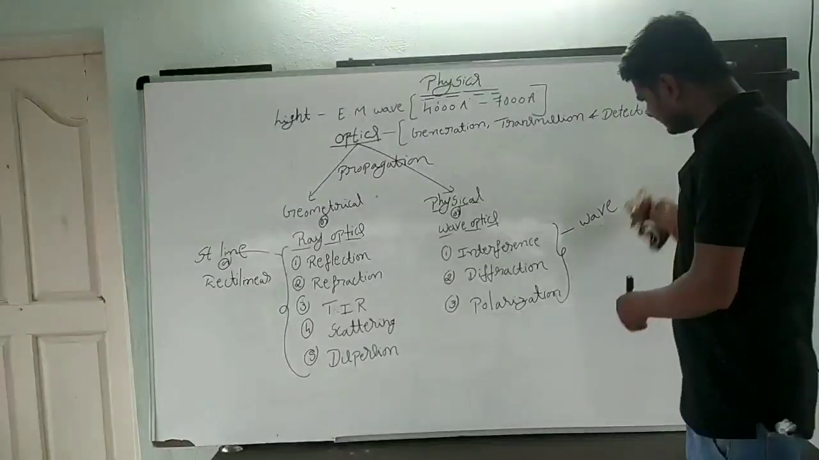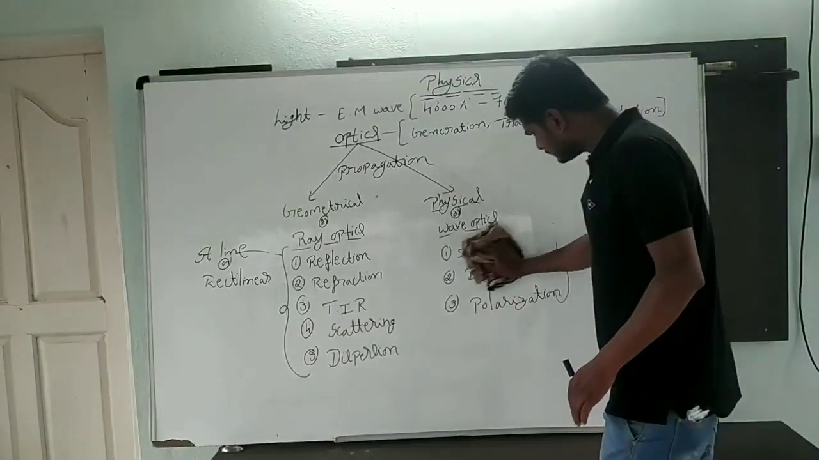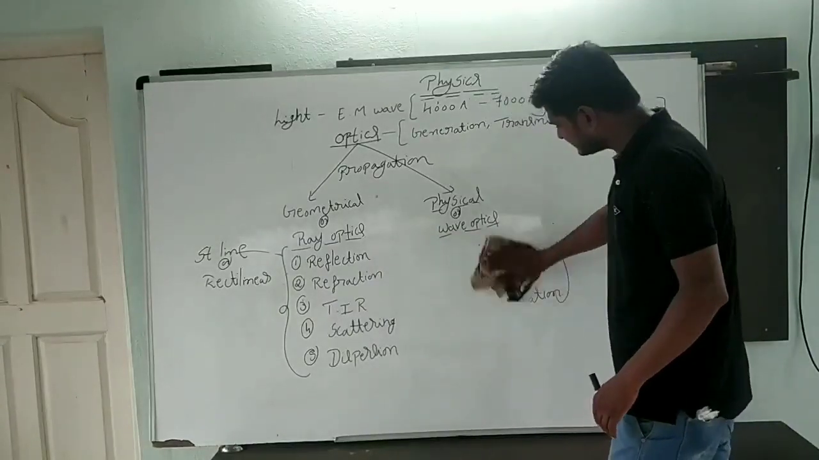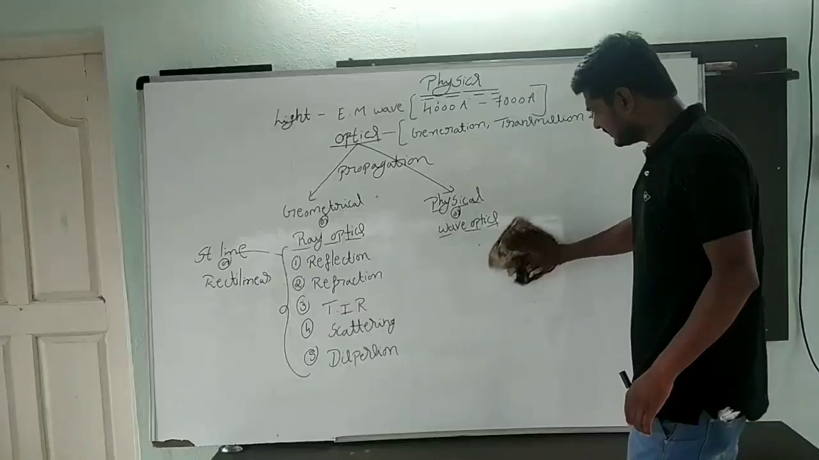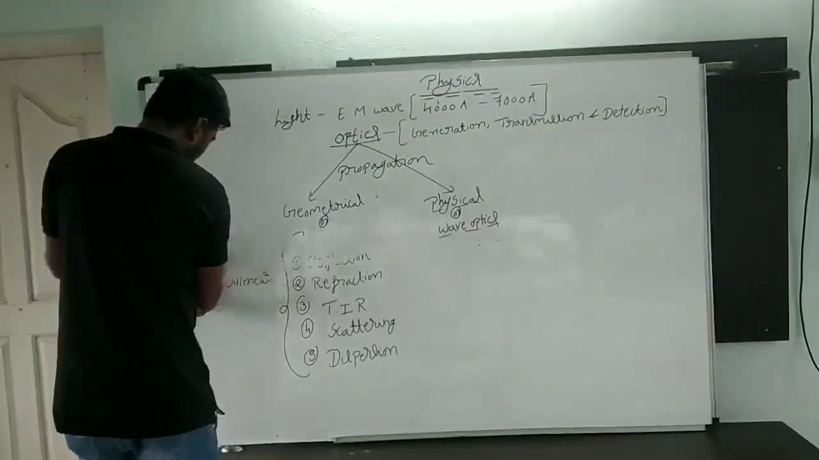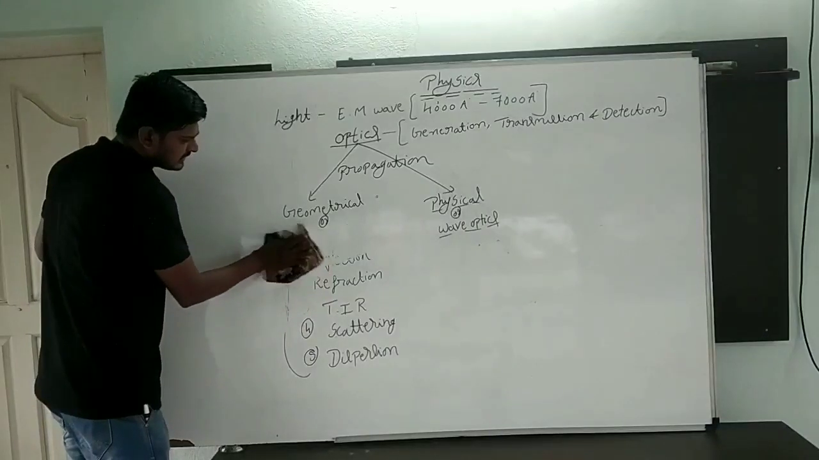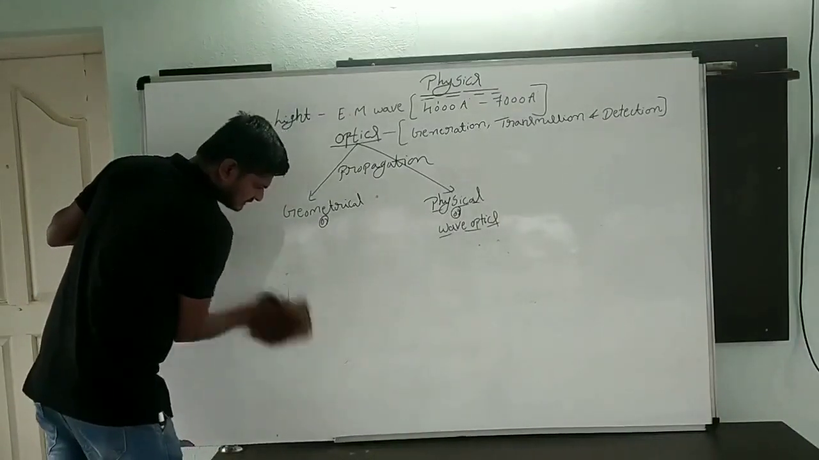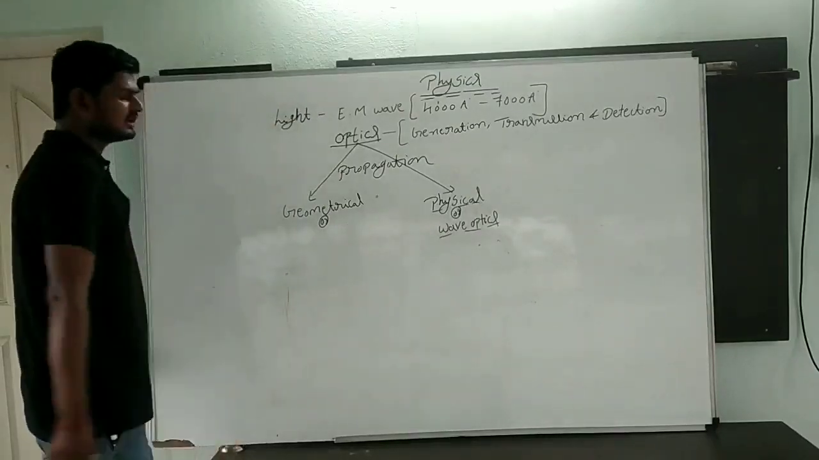Now, from this we conclude that light exhibits two natures: one is particle nature, another is wave nature. This light exhibits particle nature and wave nature. So many theories came to explain the nature of light.